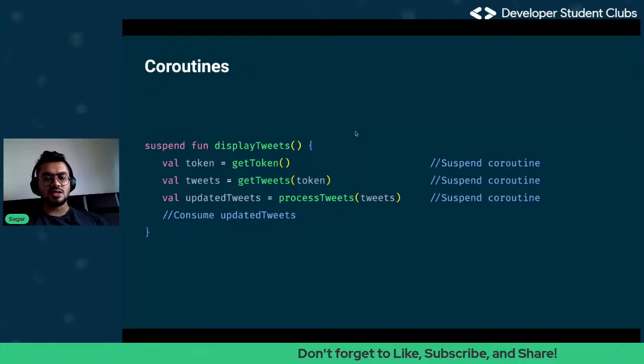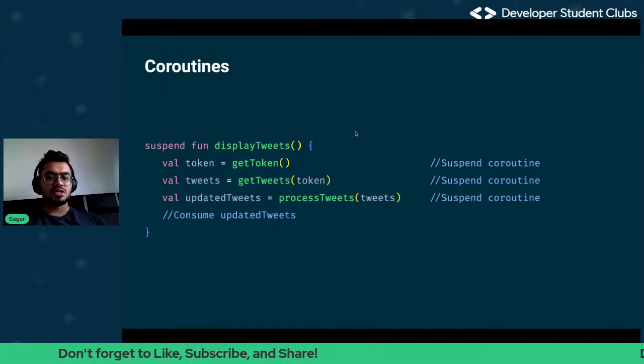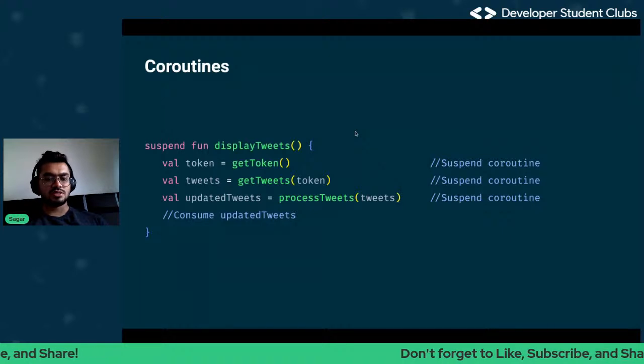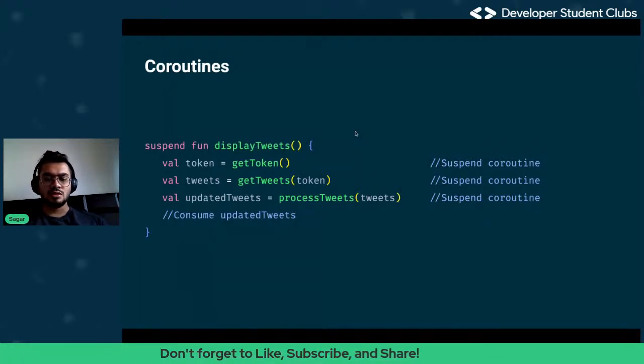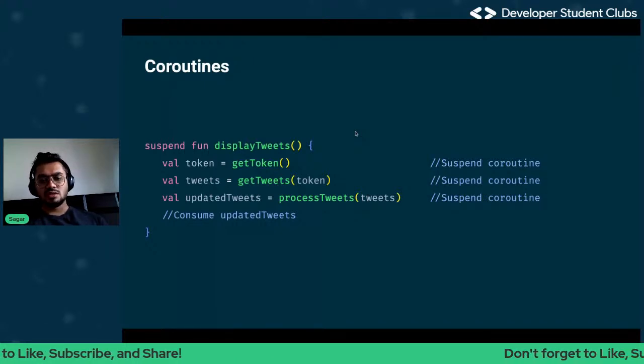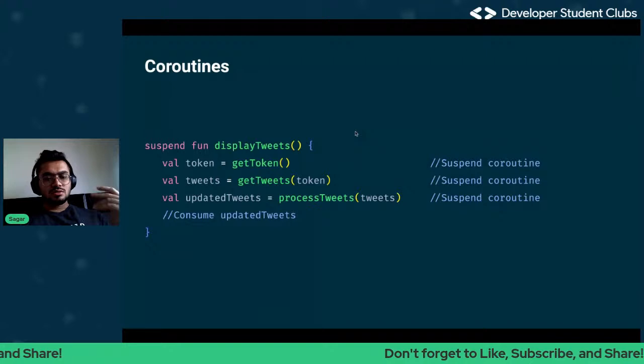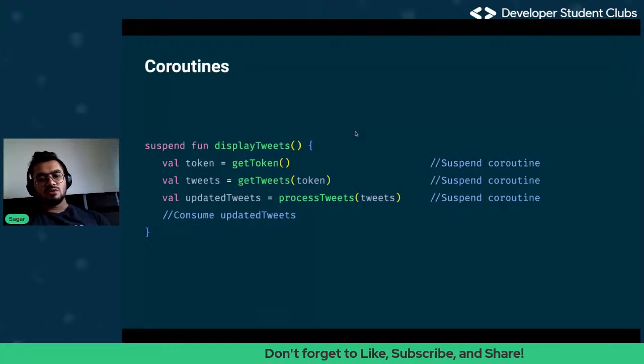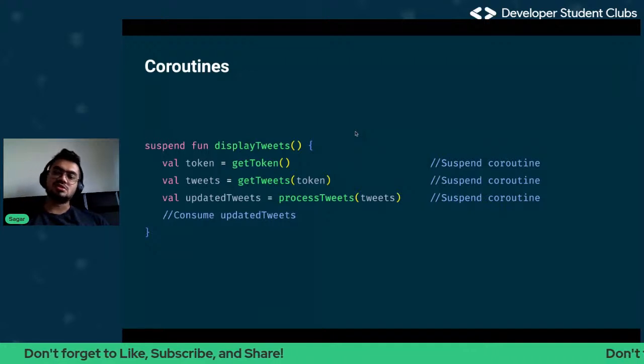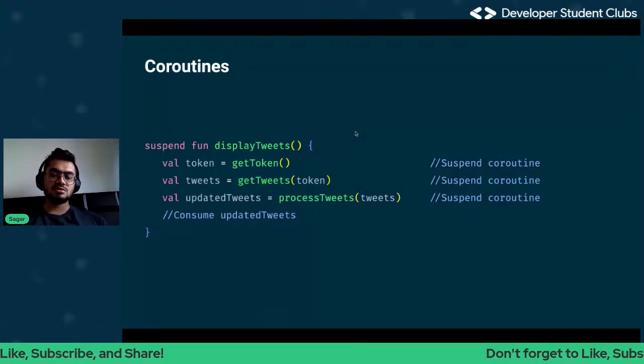Once the result is ready, it will pass on that result to the next line, and get tweets will use that result and get the tweets. Again, this is also a suspending function, so there's a suspension point here. It will suspend the execution of display tweets, and same with process tweets. This is how you normally write your code, right? In a sequential manner, but still it's asynchronous in nature. So Kotlin coroutines make asynchronous programming really simple.